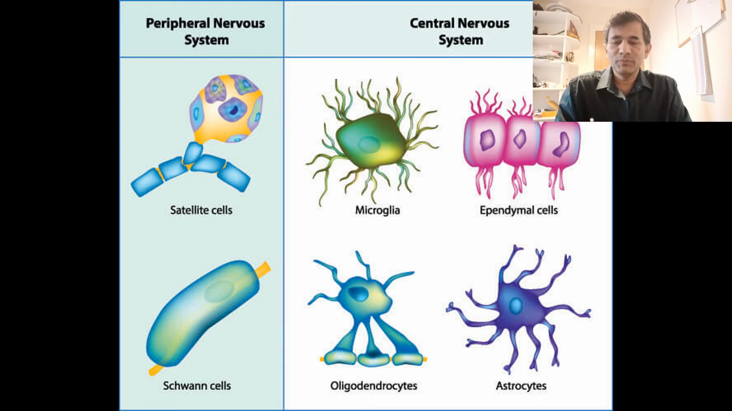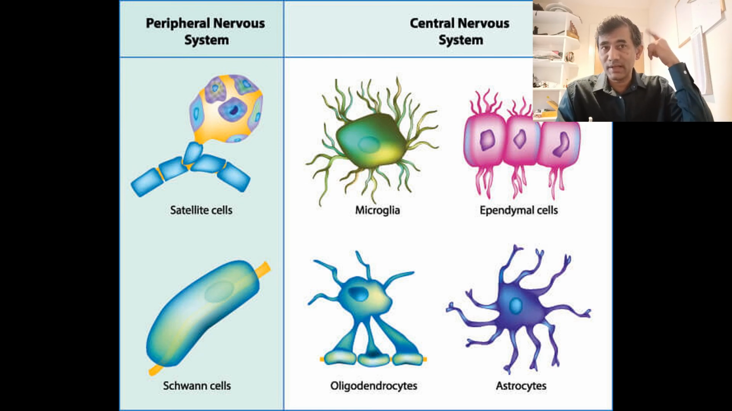The 2 types of neuroglia which are found in peripheral nervous system are satellite cells and Schwann cells. So 4 types of neuroglia are there in central nervous system, that is brain and spinal cord, and 2 types of neuroglial cells are there, which are satellite cells and Schwann cells. They exist in peripheral nervous system.